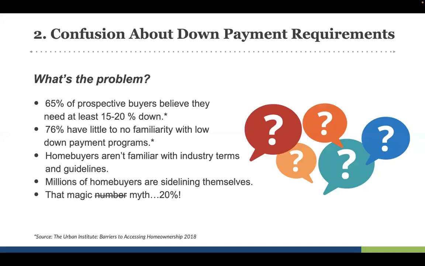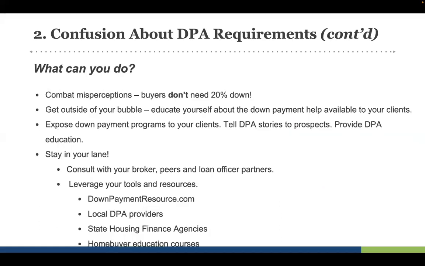And on top of that, we have to make sure they're aware of solutions to the down payment obstacle. So obviously, home buyers aren't familiar, especially first-time home buyers. They're not going to be familiar with industry terms and, more importantly, industry guidelines. Our marketing messages have to head that off. We have to get the correct message in front of people. And we have to combat that magic myth, 20%. You do not need 20% down. So that's the problem. What can we do about it?